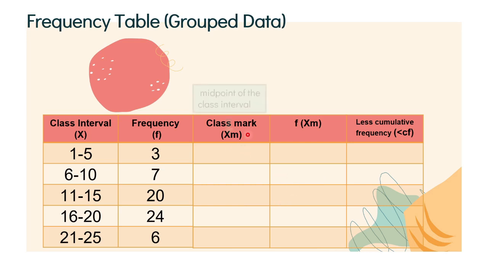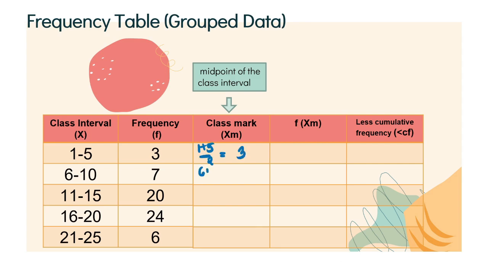First is the class mark. This refers to the midpoint of the class interval. To compute the midpoint, we simply add the first and last score in this interval, then divide it by 2. So 1 plus 5 divided by 2, we'll have 3. 6 plus 10 divided by 2 is 8, and so on. This is the midpoint, which has the symbol x sub m for our class mark.